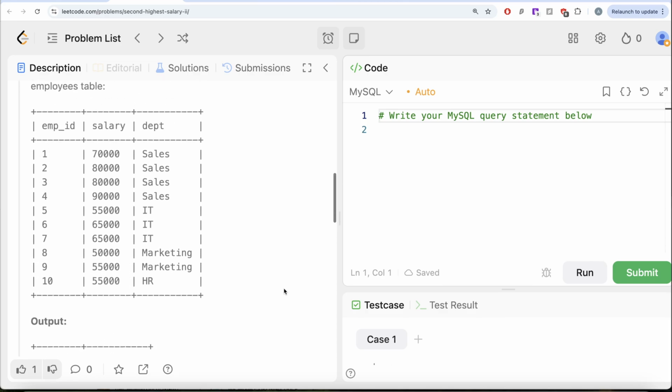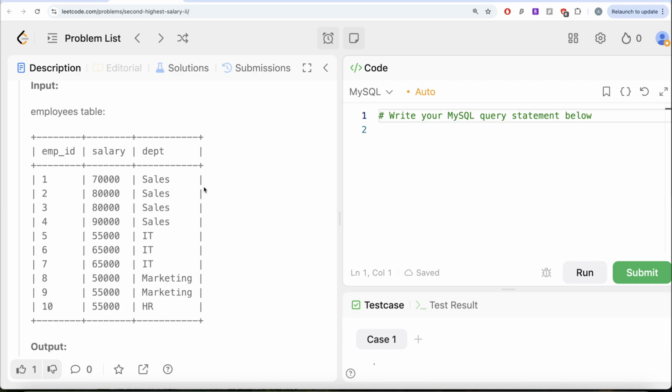So to solve this question, what we need to do is partition by the department and try to rank the salary from highest to lowest. Let's try to do that. So from this table called employees, let us try to keep all the columns. So select star. And then let's perform a ranking.